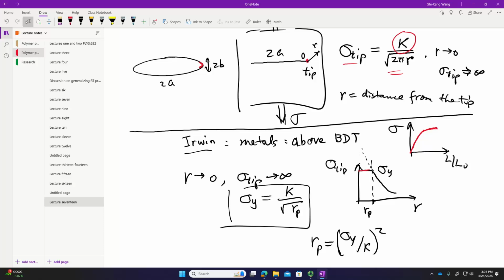And they propose beyond that, the stress just stays at the yield level. Yeah, what I'm saying is just the label on the y-axis of that graph is sigma sub tip, but the stress is only that when r equals 0. No, you're so right. Are you kidding? Yes. So there got to be.